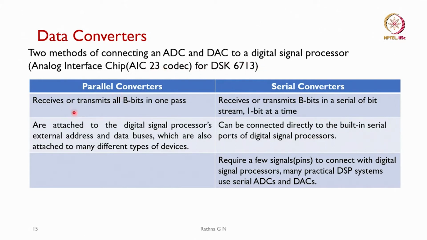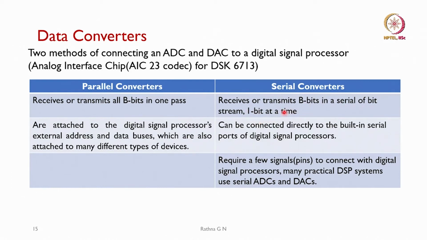The AC 32 version is what they will be using in the higher versions of the boards. Now, when we want to do the data conversion, I can have either parallel converters or serial converters. We will see the advantages and disadvantages of both. Parallel converters, we know, receive or transmit all B bits in one pass. Whatever data I have considered, it will take all the 8 bits at a time if it is an 8 bit converter, and then output all 8 bits. Whereas in the serial case, it receives or transmits the B bits as a serial bit stream, that is 1 bit at a time.